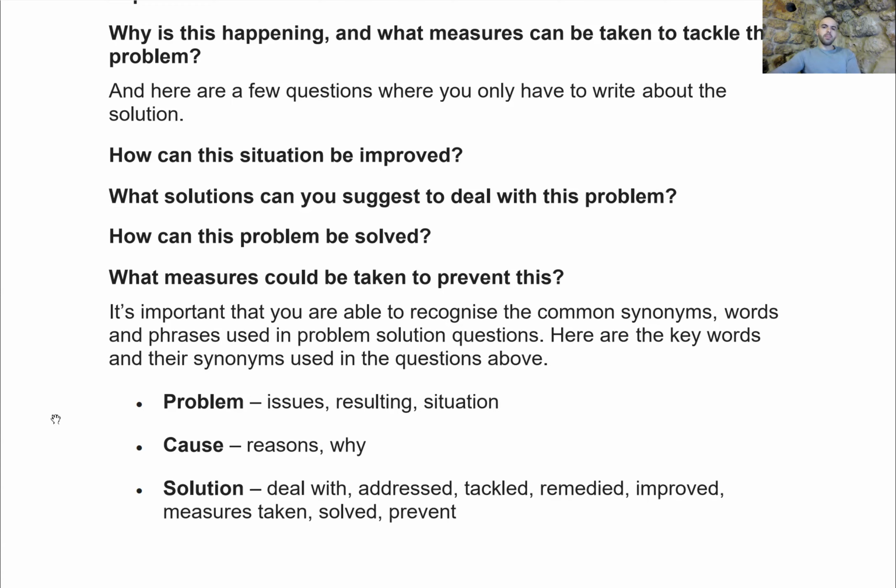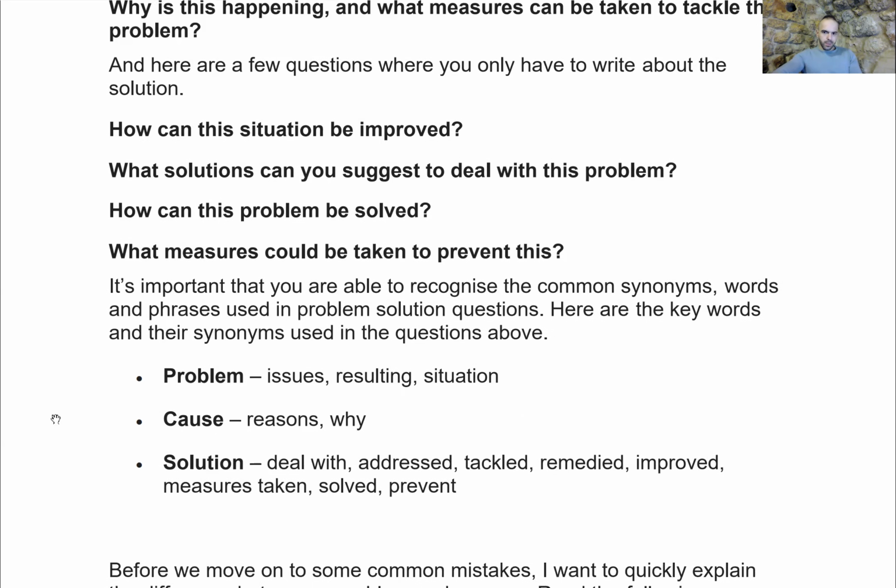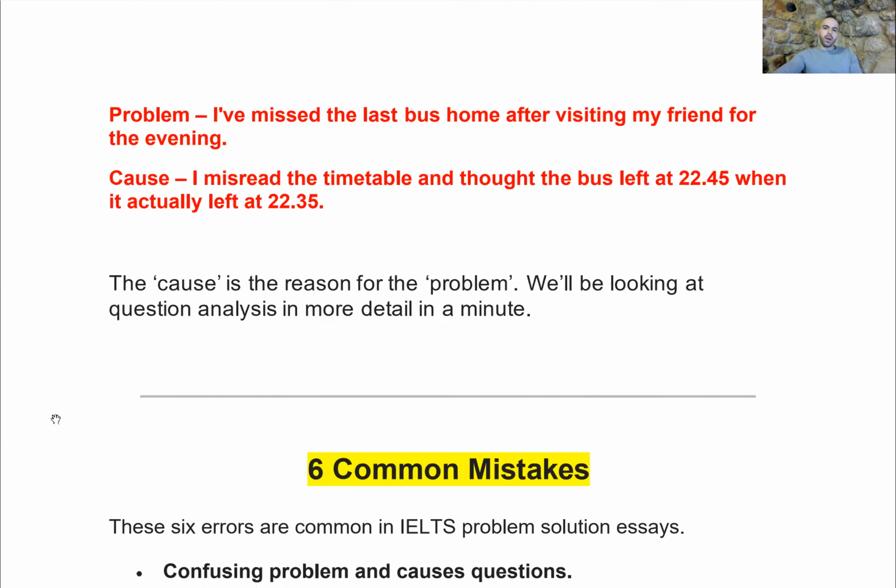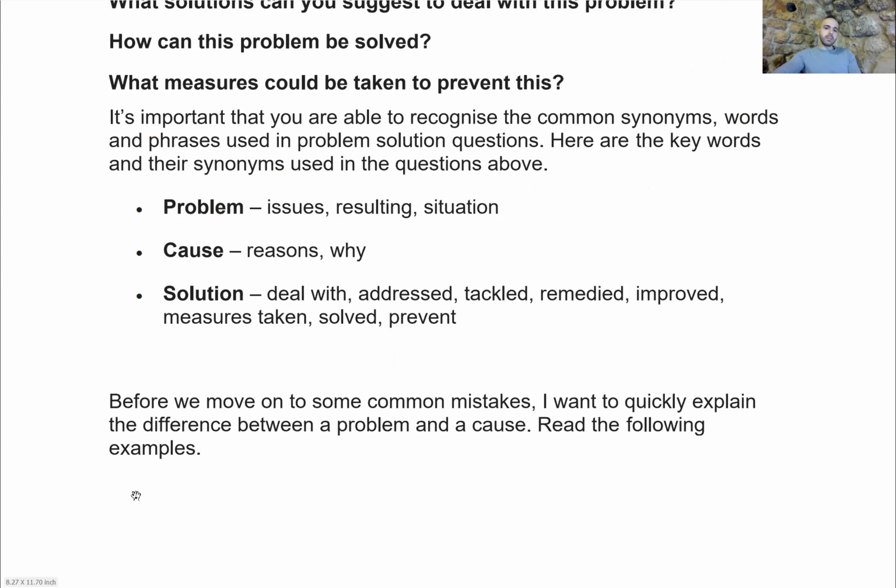Okay, so don't complicate yourself. Don't feel it's complicated. I know it might be a bit expanded in this slide right here, but they are just showing you that we have two types of problem and solution essay. It's either problem and solution or cause and solution, or it could be solutions alone. Usually, it's quite rare to be actually asked for the solution only. Okay, so they quite frequently ask about both problem and solution or causes and solution. Okay, understood?